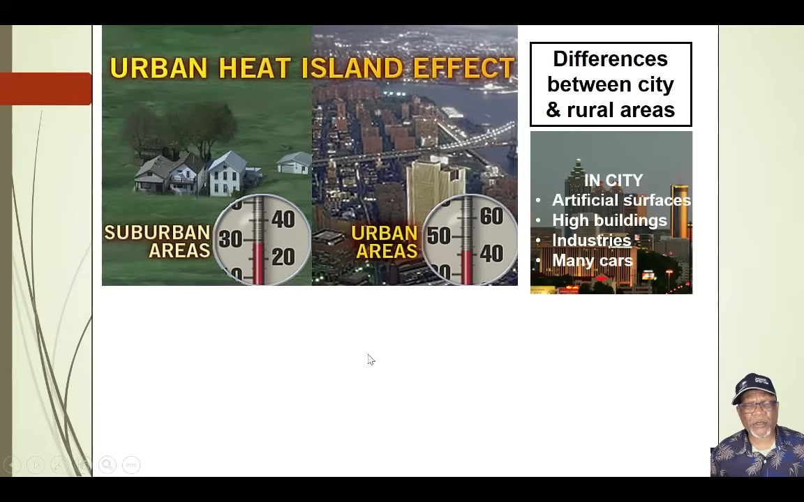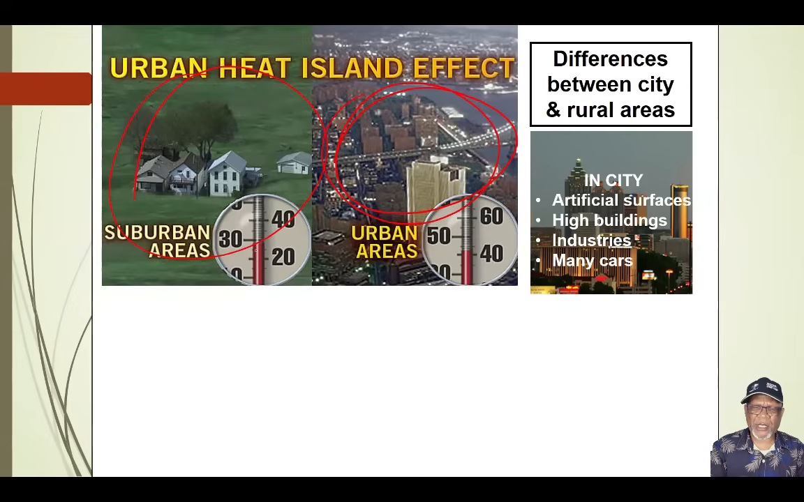So, urban heat island. What is an urban heat island? You must be able to define the concept of urban heat island. An urban heat island is a warm urban area surrounded by the cooler suburbs. So this is your warm urban area and it's surrounded by the cooler suburbs. Now the question is, why is the urban area warmer?